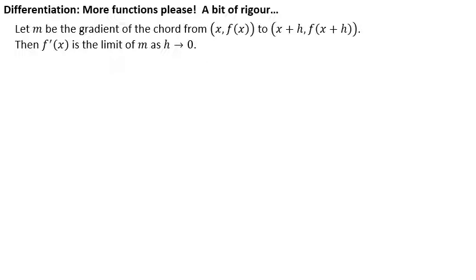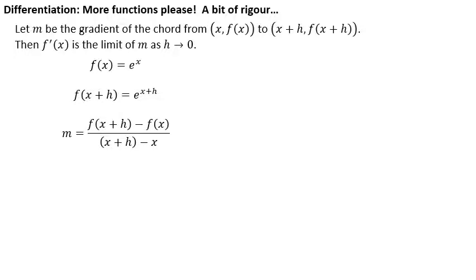As before, when we looked at this with sine x, we're just going to concentrate first on the gradient of the chord between a particular point on the curve, x, f of x, and another point slightly further along, x plus h, f of x plus h. And then later we'll worry about what happens as we shrink h to be smaller and smaller. So we have f of x equals e to the x, and f of x plus h will be e to the power of x plus h. When we put that into the formula, we end up with this.